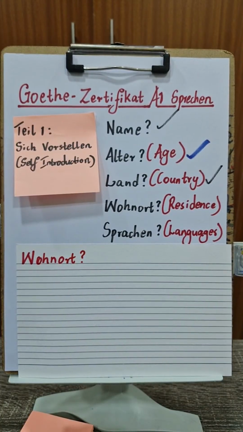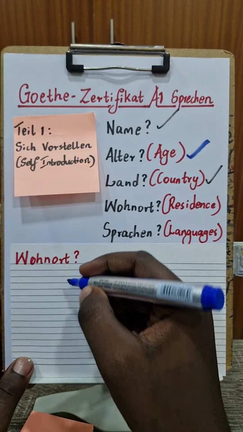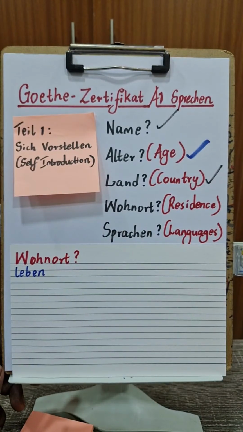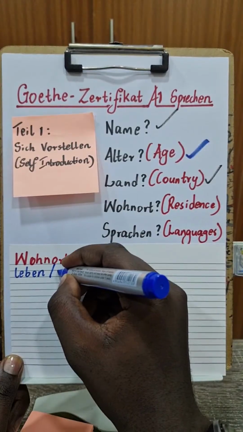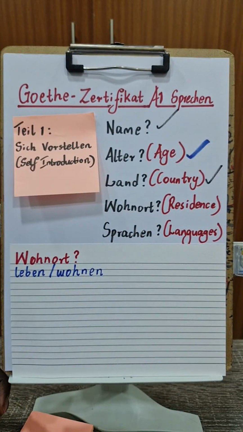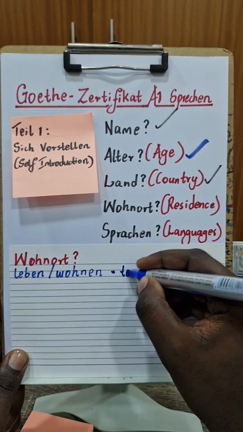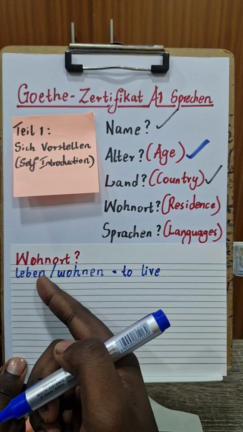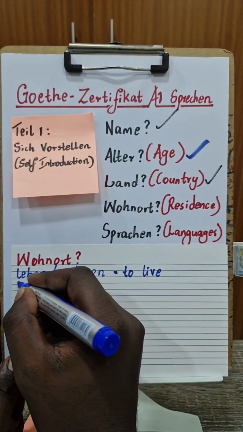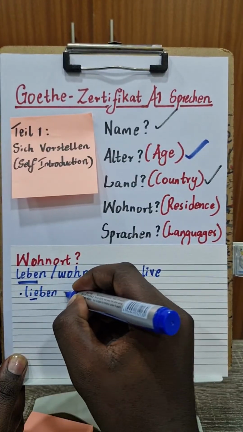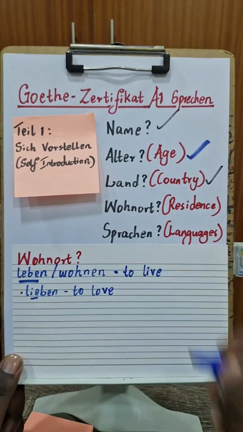Now, when stating Wohnort, there are two verbs you could use. Either you would use the verb leben, all right? You could use the verb leben, or alternatively, one could also use the verb wohnen. Leben or even wohnen, both of which mean to live. Leben or wohnen. Now, guys, be careful. Don't confuse leben and lieben. This is leben. Now, people confuse it with this word here, lieben. This is different. This is to love.